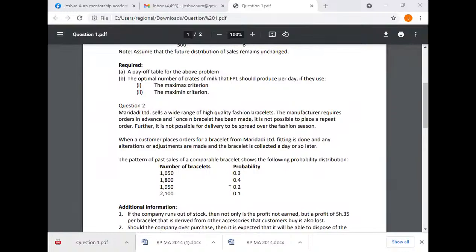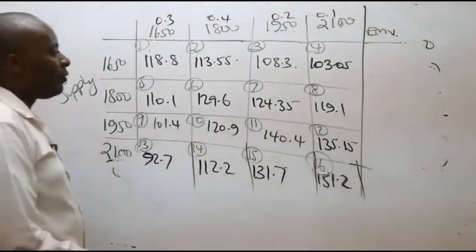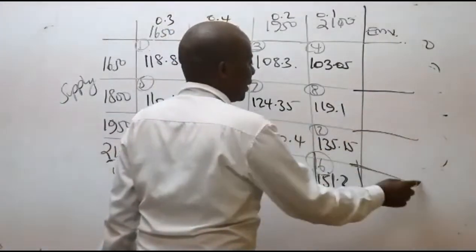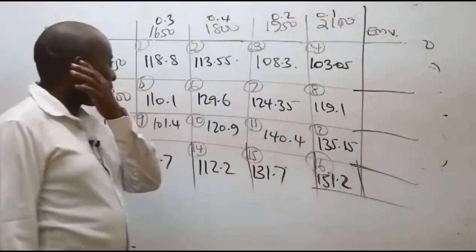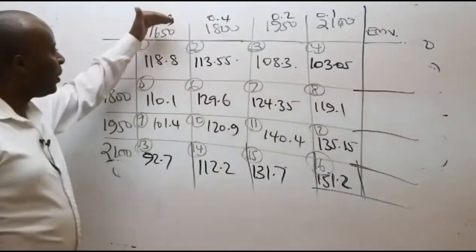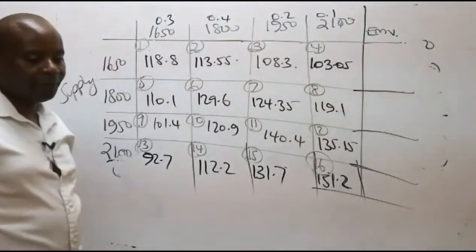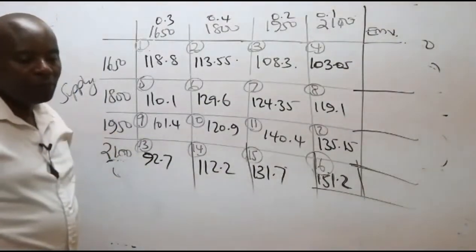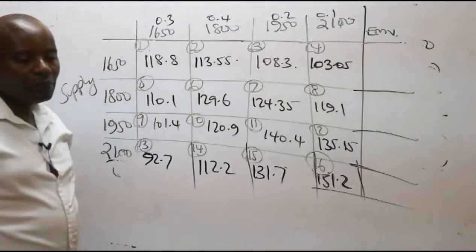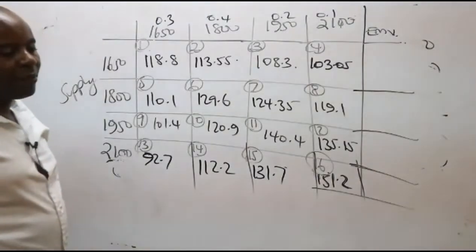So come here and give me expected monetary values. Kindly give us those figures very fast. Expected monetary values. So how do we get this? We are taking this times probability plus. You give me an answer there: expected profits, or expected monetary value.